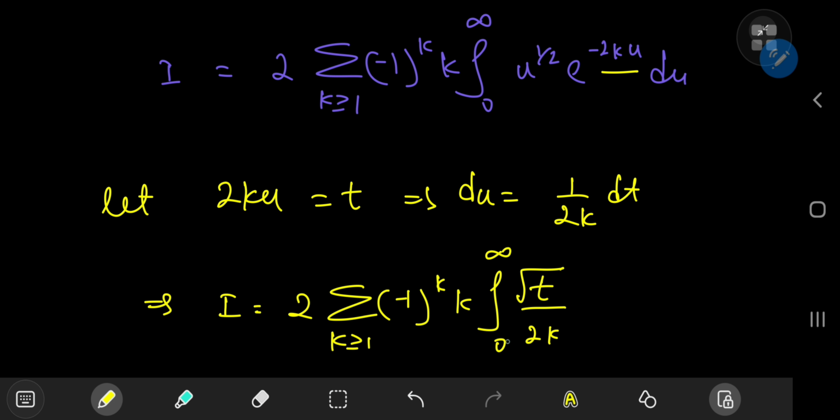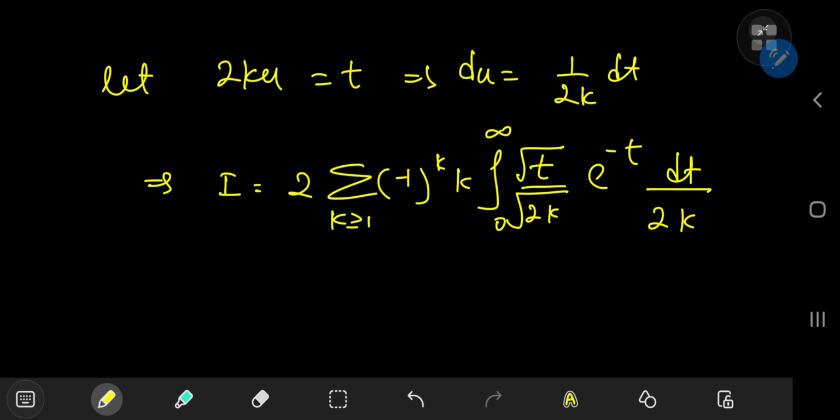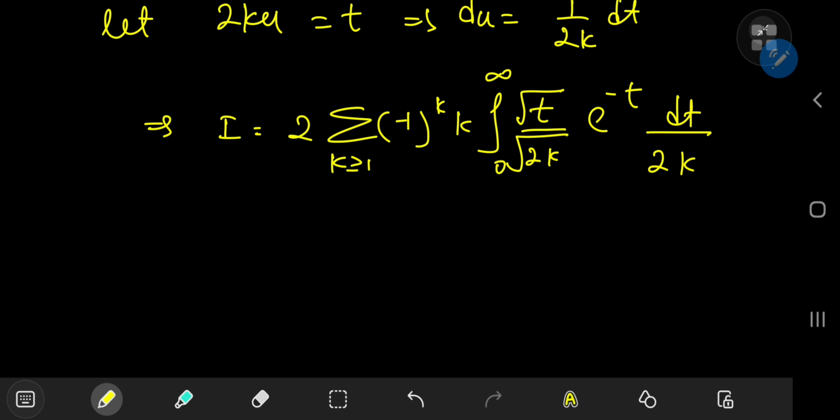So all of that in square roots now, and we have e to the negative t. And what about the differential element? Well, the differential element is dt divided by 2 times k. Okay, cool. And again, the terms involving purely k are independent of the t variable, so we can just take them outside the integration operator.